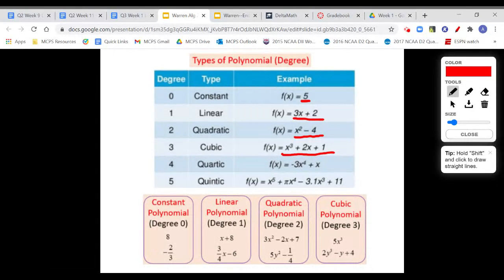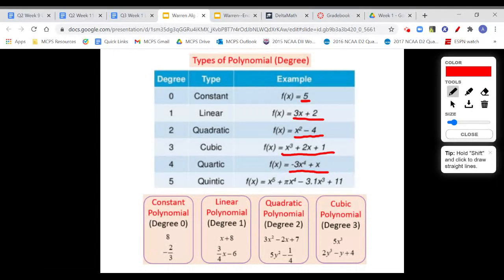Okay. Then I have quartic, okay? Quartic means 4th degree, right? Sort of like quarter, like you see that where that 4 comes in. So 4th degree, my largest exponent is 4. Negative 3x to the 4th plus x is an example.